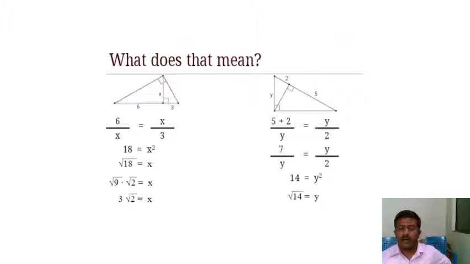In this figure, we can find this hypotenuse 7 upon y and y upon 2. So y square is equal to 14. y into y, y square, 7 into 2, 14. So take square root, y is equal to root 14.